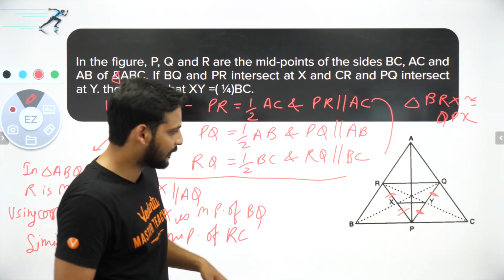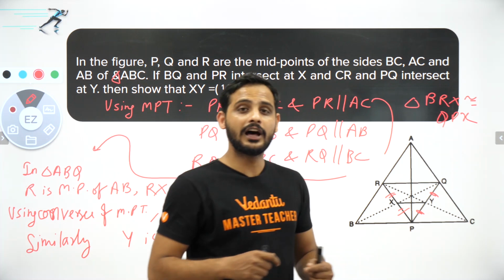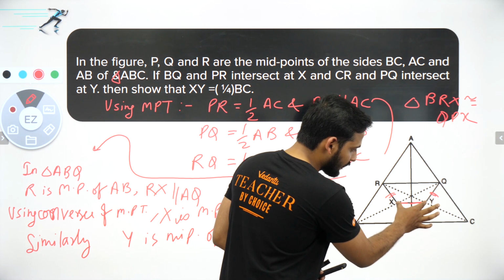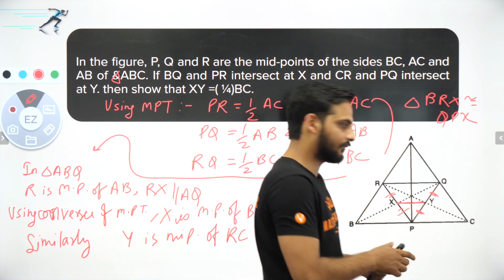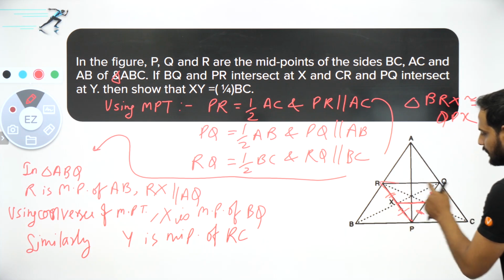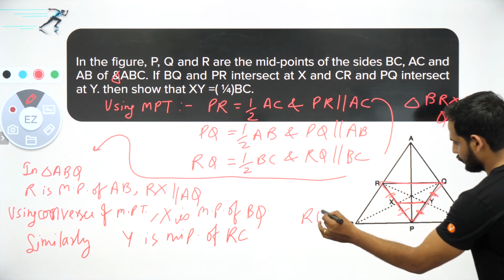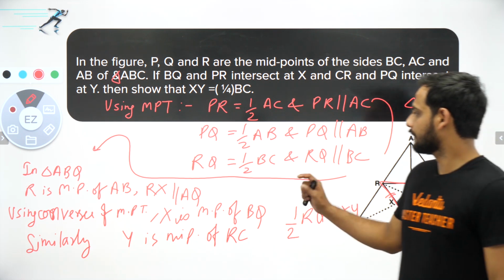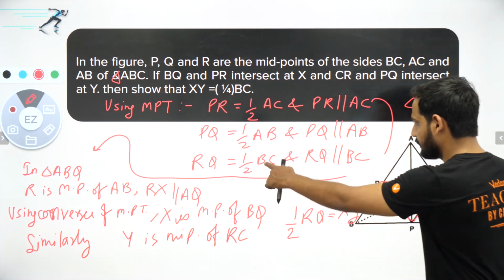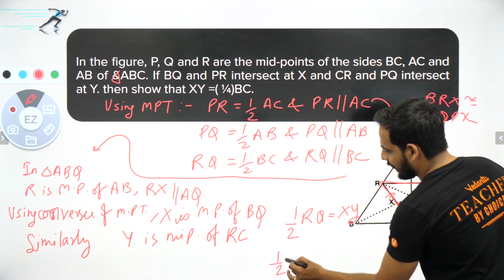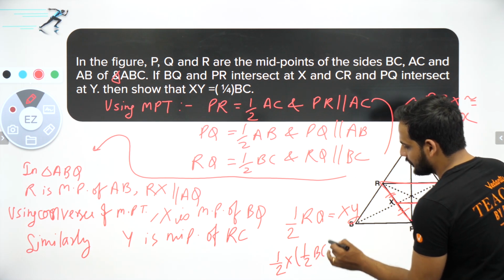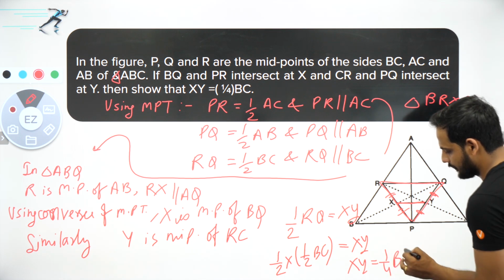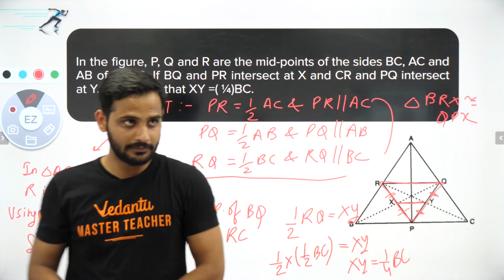Once you have got that they are midpoints, now again you will be using the midpoint theorem. So what does the midpoint theorem say? That the line joining midpoints of two sides will be parallel to the third side and half of it. So using the midpoint theorem, now in PQR, you will get half of RQ is equal to XY, and already we knew that half of RQ is half of BC. So I can write half of RQ as half of BC is equal to XY. So that is what you wanted to prove: XY is equal to 1/4 times BC. So this is how this can be proved.